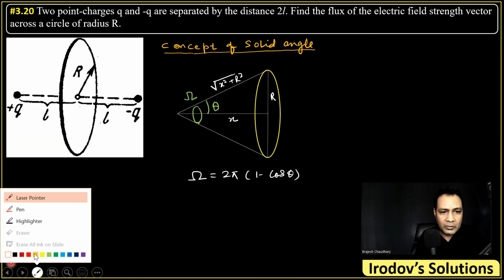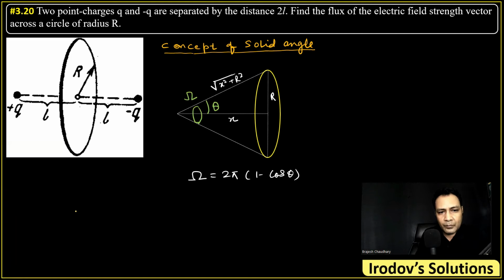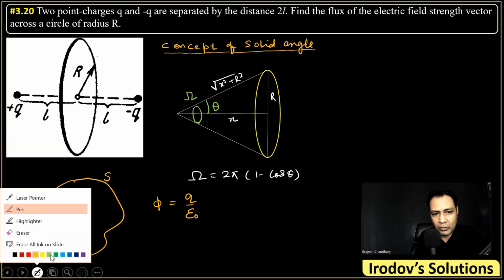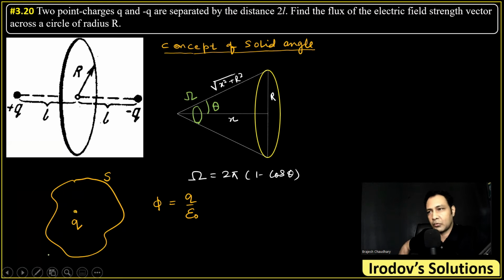So once again, suppose this is a point charge Q. And if I take any arbitrary surface, say S, the total flux crossing through this arbitrary surface, we know from the Gauss law, is phi equal to Q by epsilon naught. And flux is proportional to the number of field lines crossing through a surface.